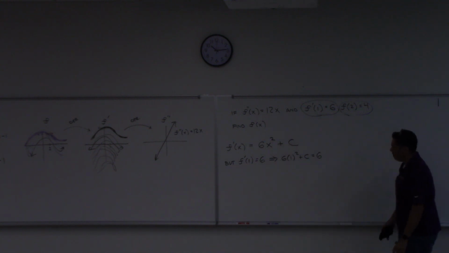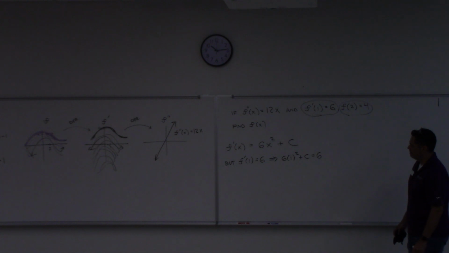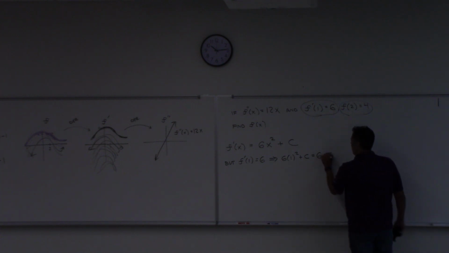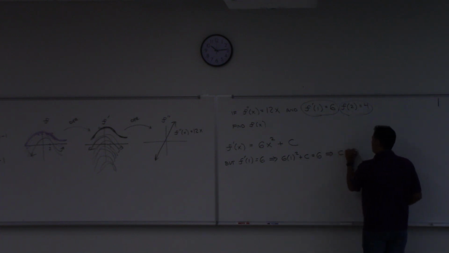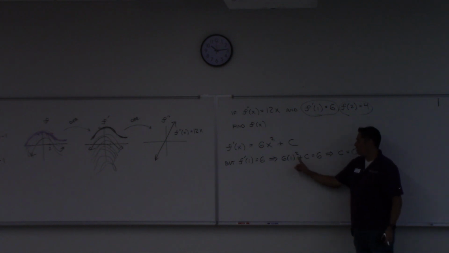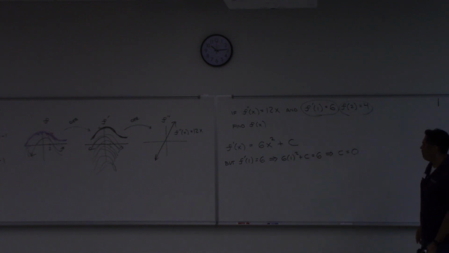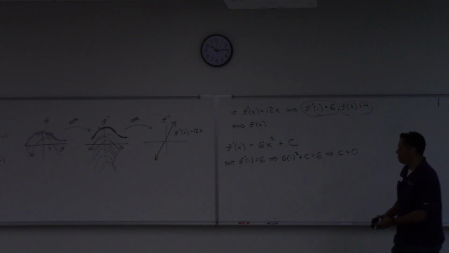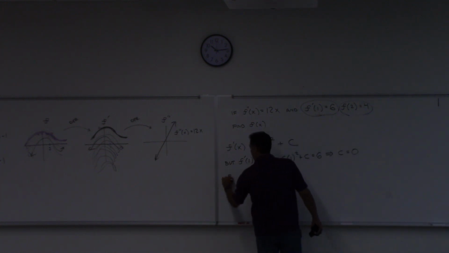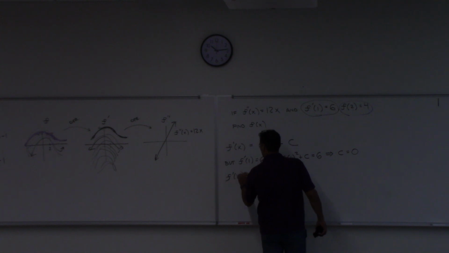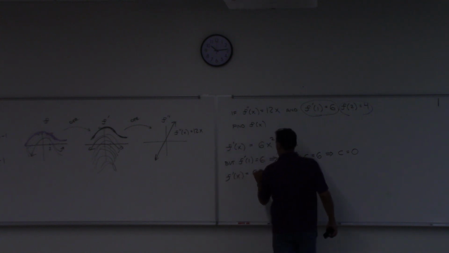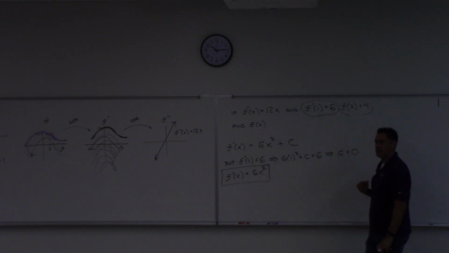Oh, that's kind of boring. What is c then? 0. The c is 0. Just solve that. That's just a little linear equation, right? 6 plus c equals 6. Subtract 6 on both sides. C is 0. Right? So c is 0. That tells me that my first derivative is just the 6x squared function. I know that exactly now, right? I know exactly what the first derivative function is.